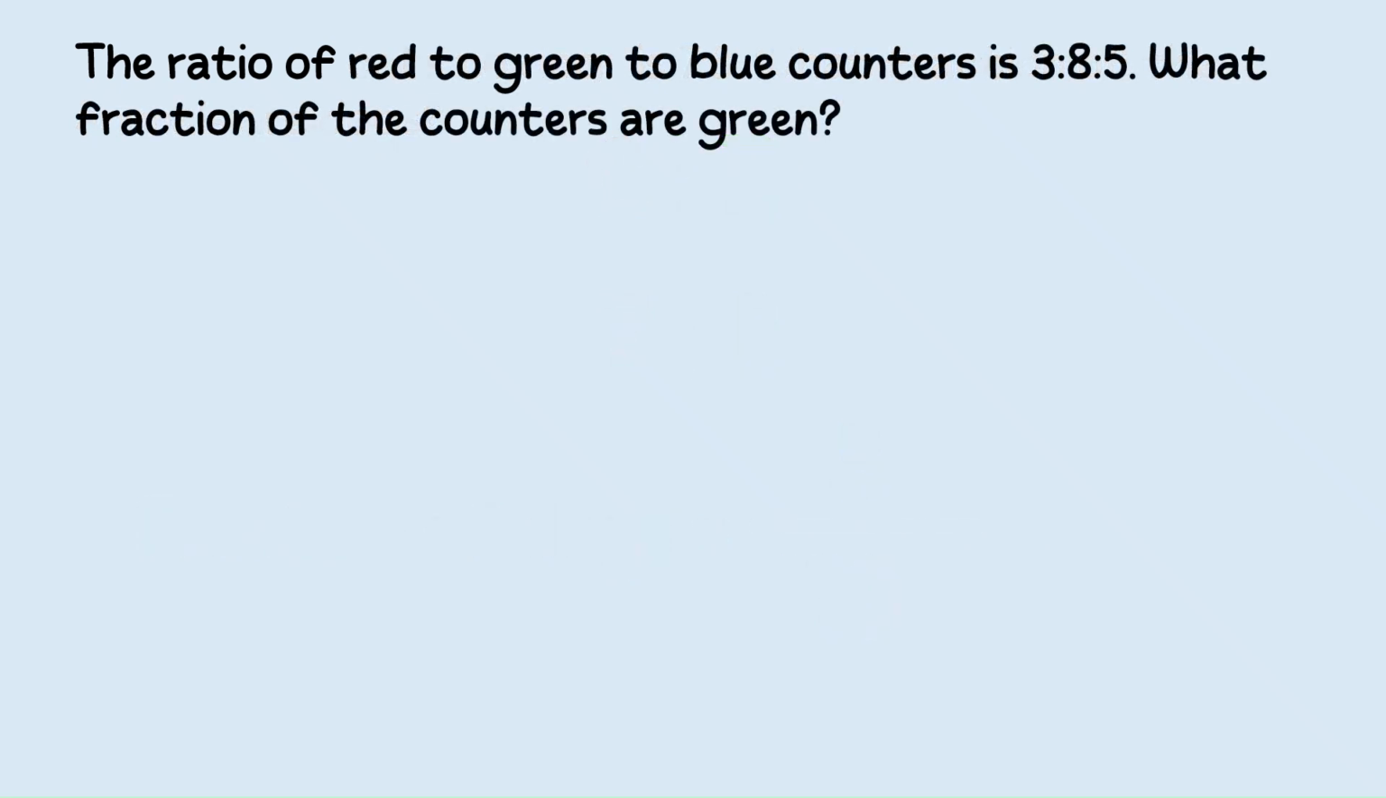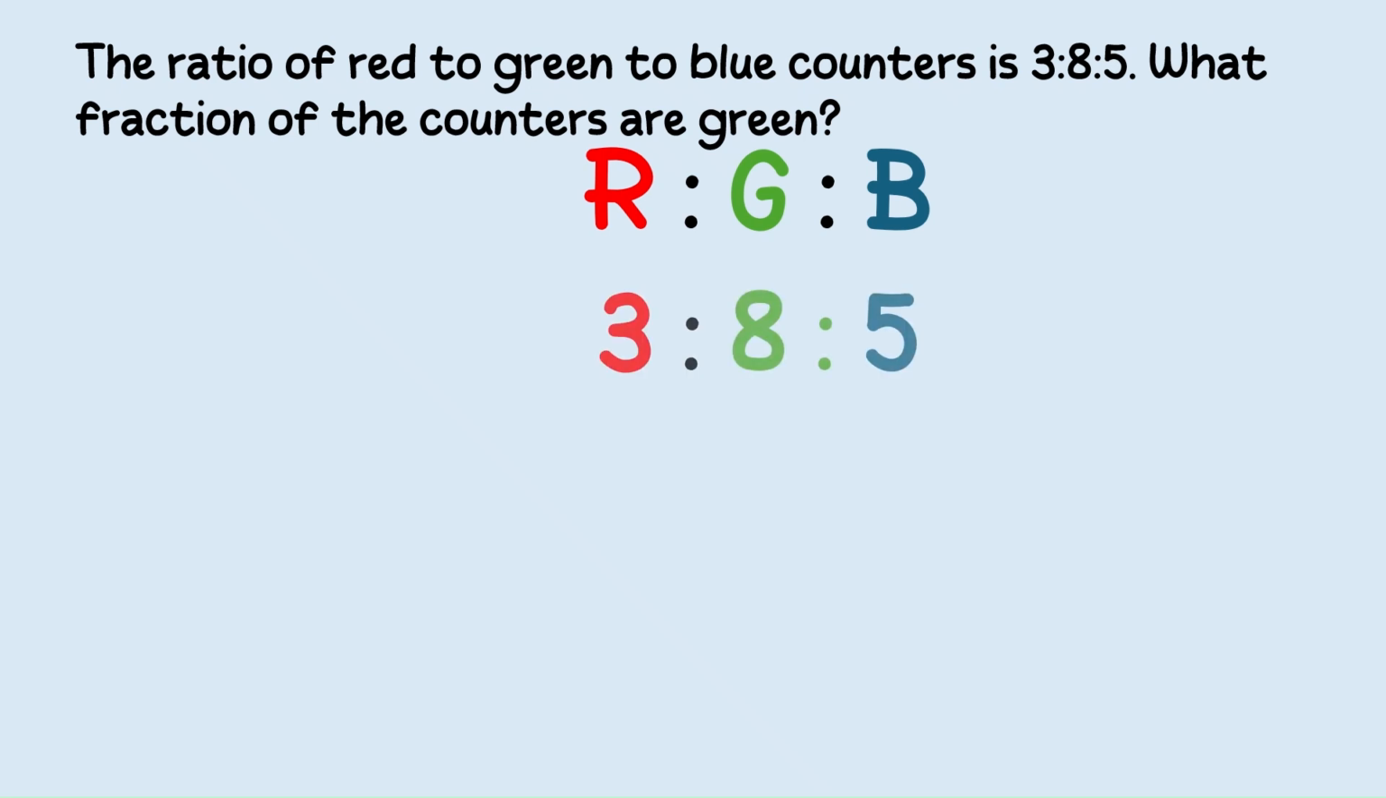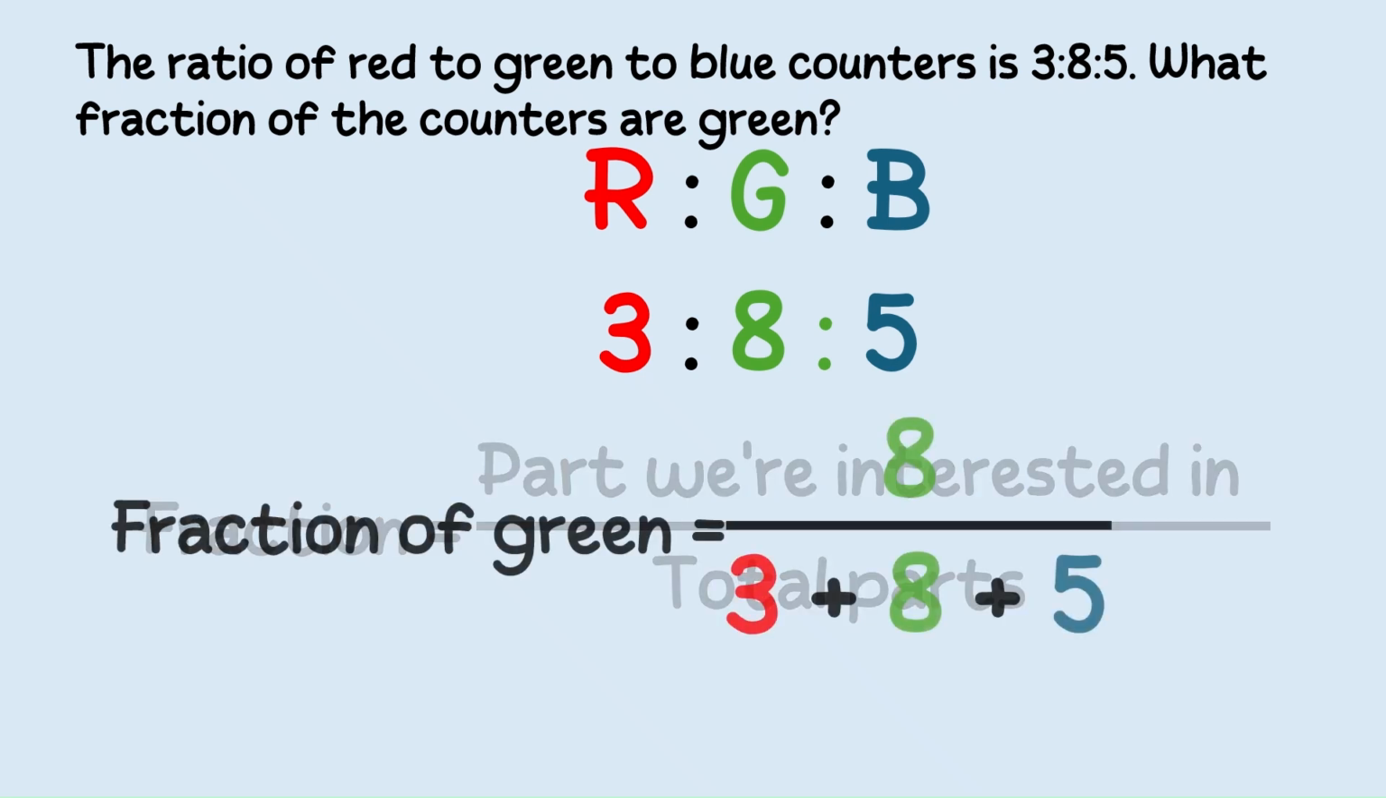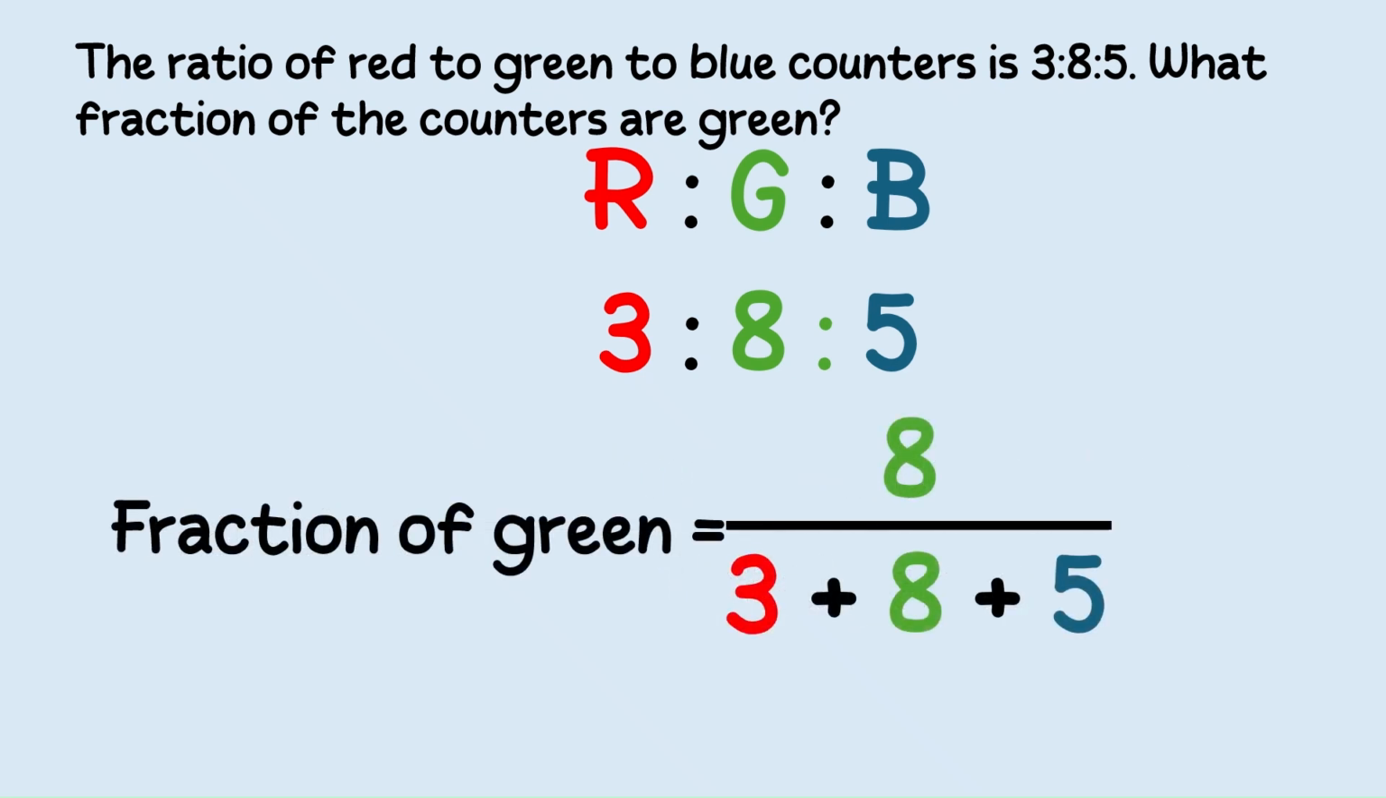Final question, we are given a 3-part ratio. We are told that the ratio of red, green and blue counters is 3 to 8 to 5. We are asked the fraction of green counters. So I start by writing out my ratio, red to green to blue, which is 3 to 8 to 5. Again, we still need to use the part we are interested in over the total number of parts, which in this case would be 8 for our green over 3 plus 8 plus 5.